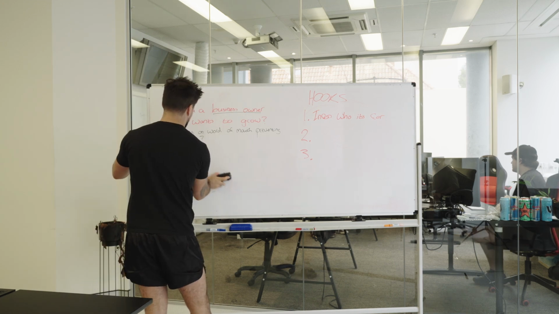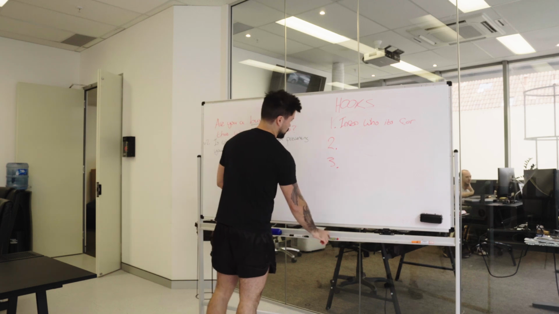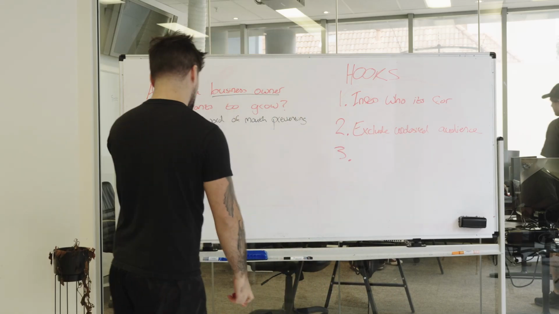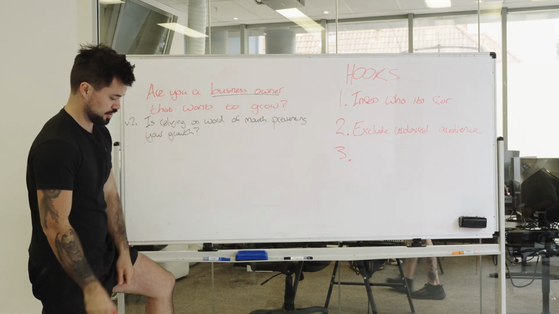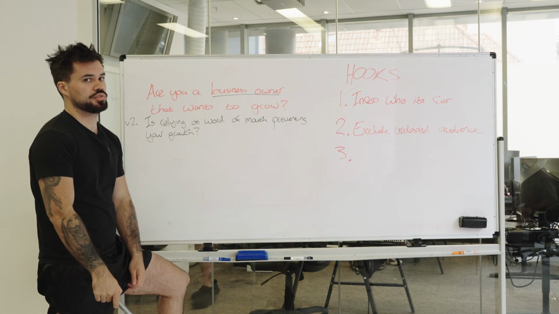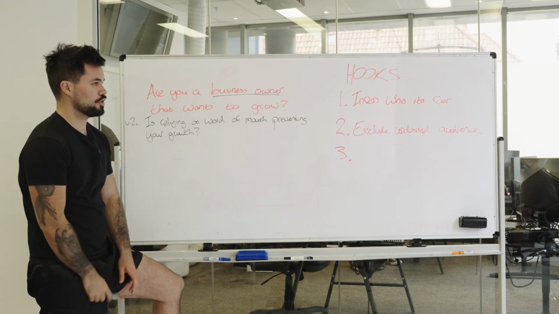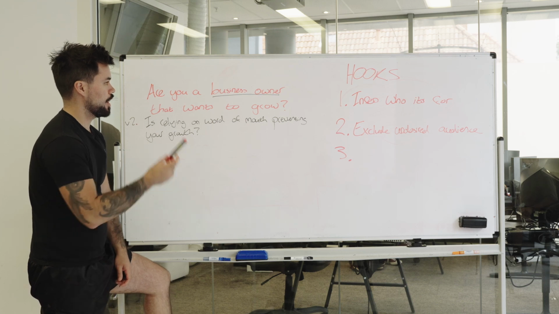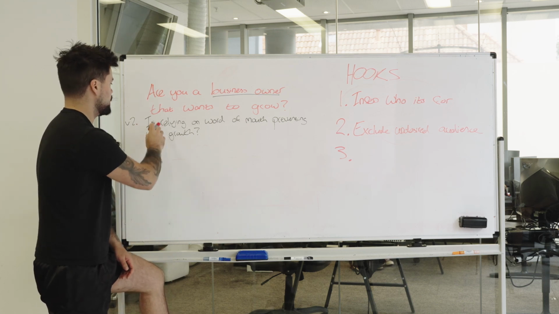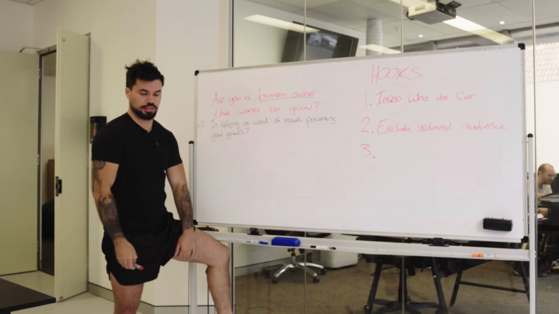So it's slightly better. But what's the second thing that we want a hook to do? The second thing we want to do is exclude undesired audience. So much like I was saying before with business owners, there's a lot of different categories, but let's just split it into service-based business owners and e-commerce business owners. Well, the problem with this is if we only want service-based business owners, an e-commerce business owner could read this and go, oh, this is for me.